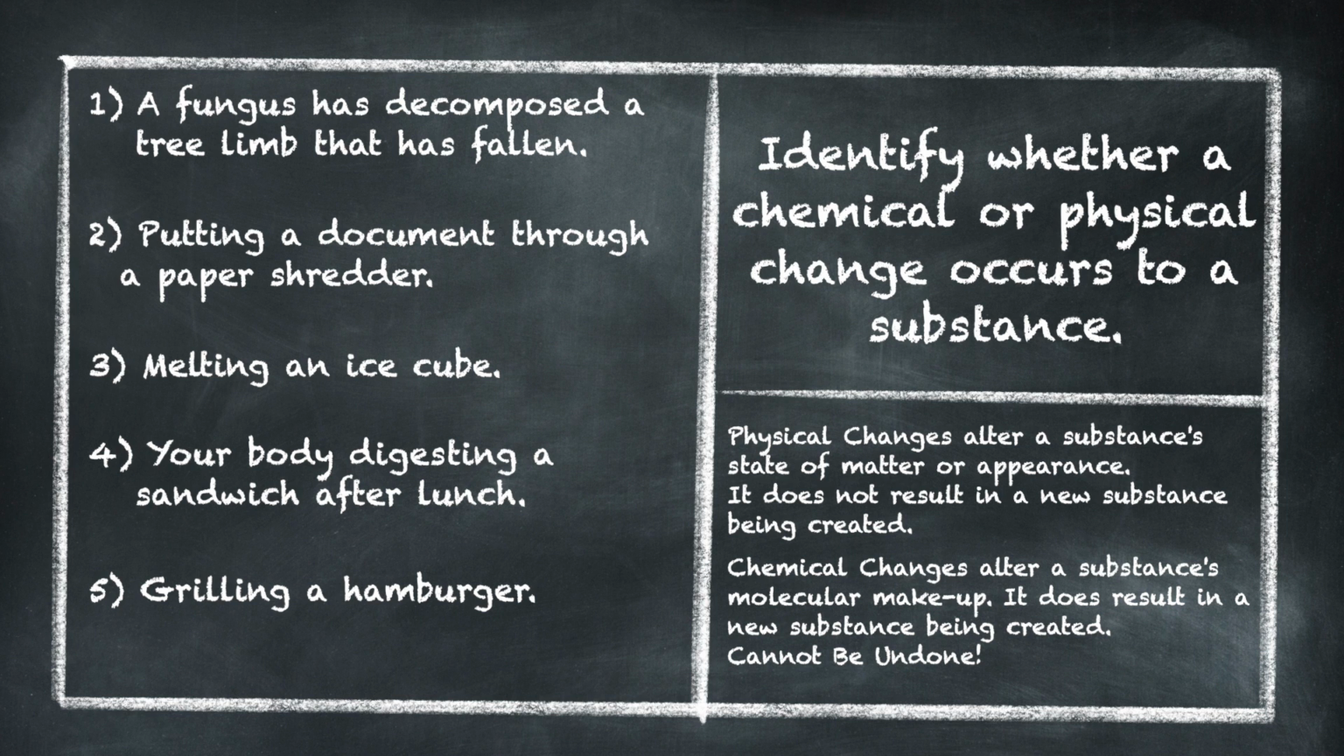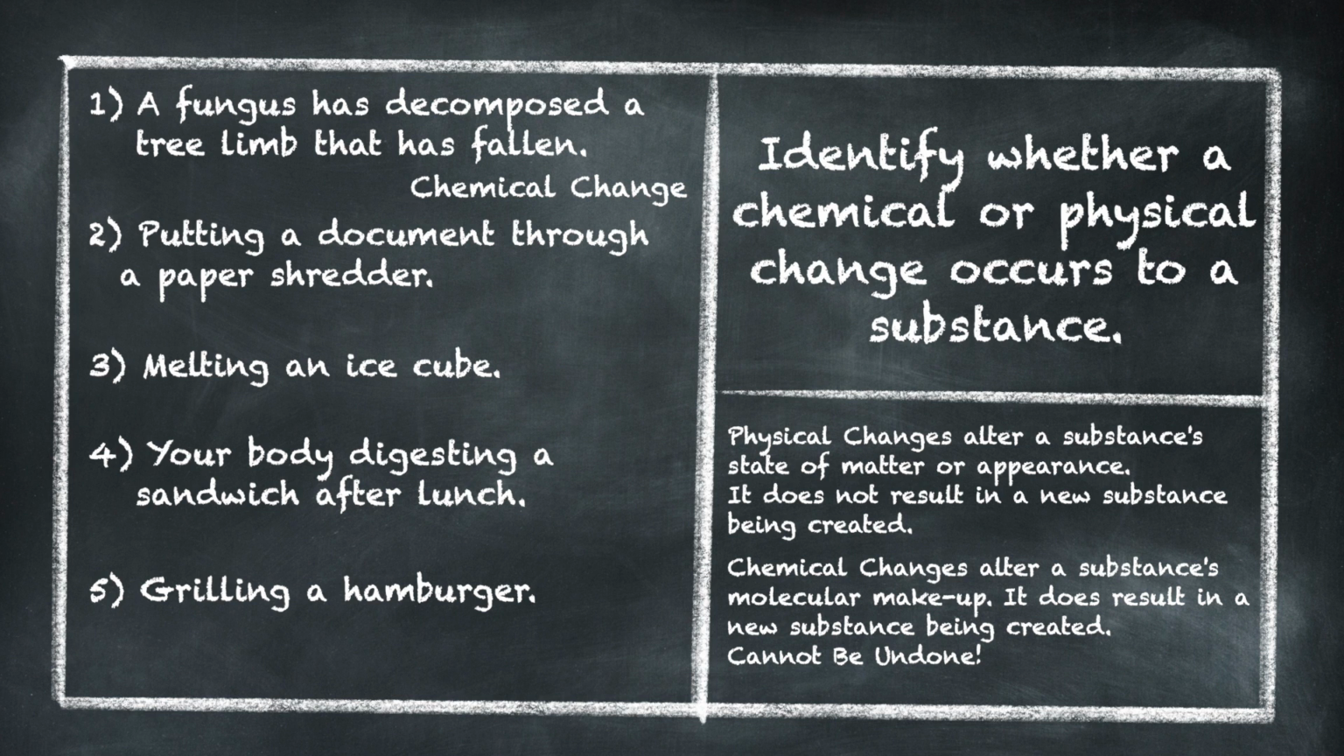Okay, so let's start working through these. Number 1, a fungus decomposes a tree limb. When looking at this problem, I think about the act of decomposition. When something is decomposed, it is being broken down on a molecular level. Because this breakdown alters the chemical makeup of the tree limb, I would consider this a chemical change.